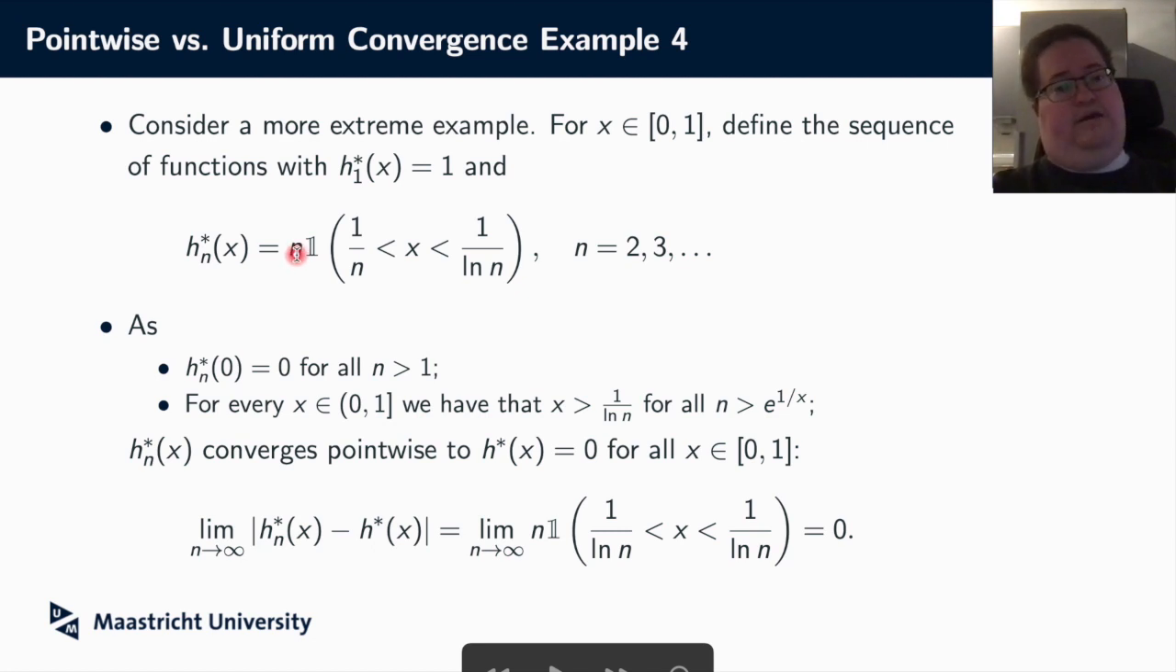Now still we have the same pointwise limit of 0, because for any fixed x, it will always at some point become larger than this upper bound, because this upper bound goes to 0. Ln of n still goes to infinity when n increases. So I have 0 there for any fixed x, times n remains 0. Written out formally here.